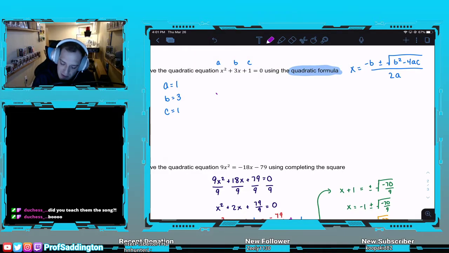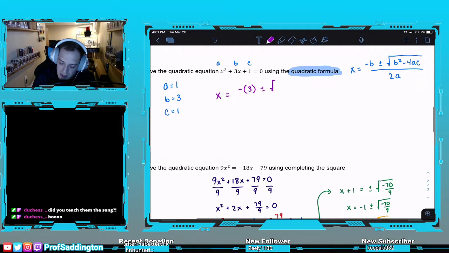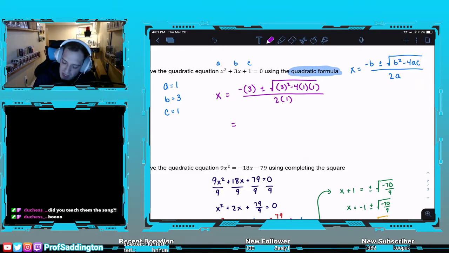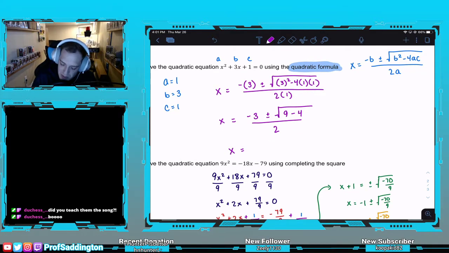So if we substitute in, I'm going to have x equals negative 3 plus or minus the square root of 3 squared minus 4 times 1 times 1, all over 2 times 1. Sorry, forgot to put in the denominator. So in this case, we're going to have x equals negative 3 plus or minus the square root of 9 minus 4, all over 2. And this one I kept very, very brief because I just wanted to make sure you guys remembered how to use that formula, because we haven't done it in a while in Math 12.